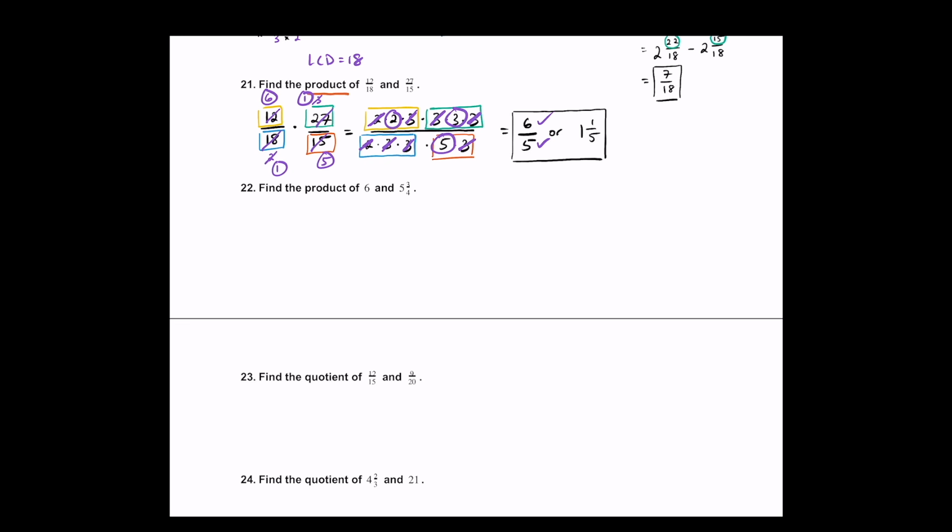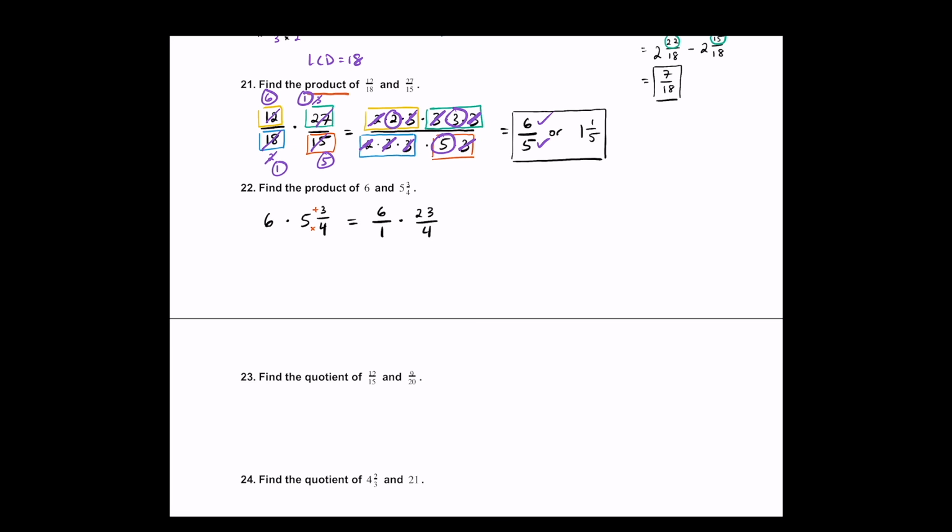Number 22, we're multiplying again, but we have 6, and we're multiplying that by a mixed number. So make sure you always convert these. So 6 is the same thing as 6 over 1. And for the 5 3/4, remember to convert to an improper fraction, it's 5 times 4, which is 20. 20 plus 3 is going to be 23. It's going to be 23 over 4. Okay, so no mixed numbers, no whole numbers. Make them improper or proper fractions if you can.